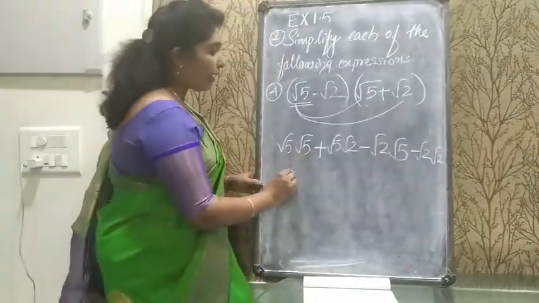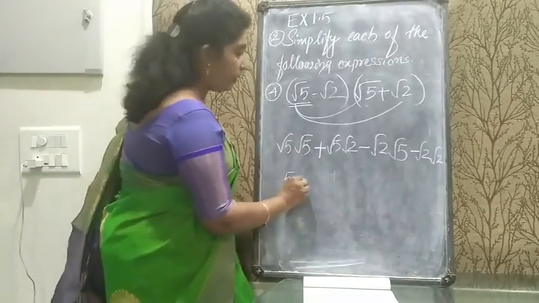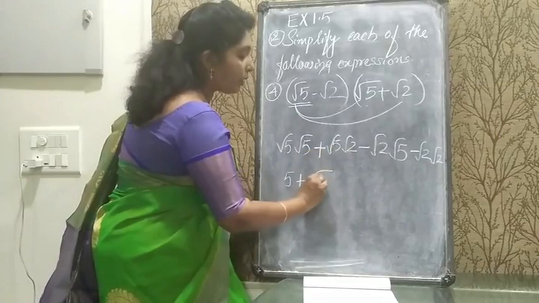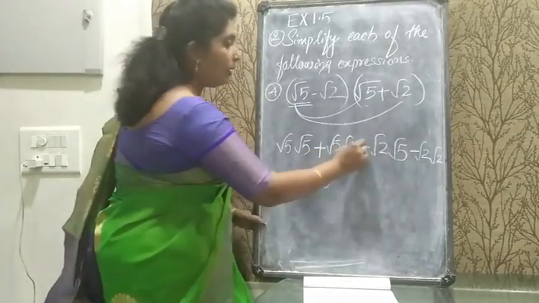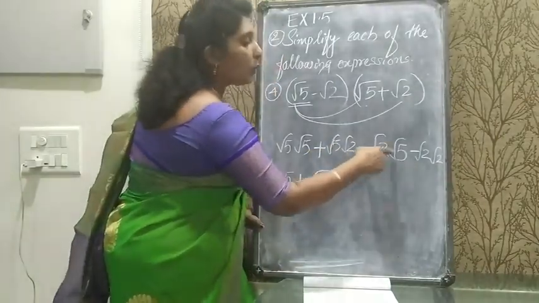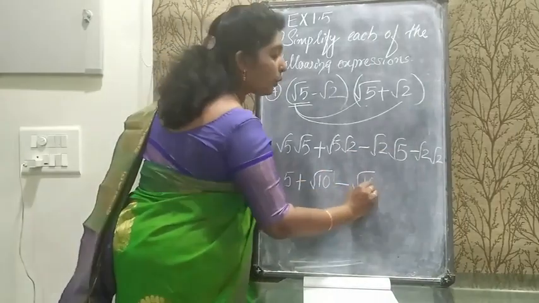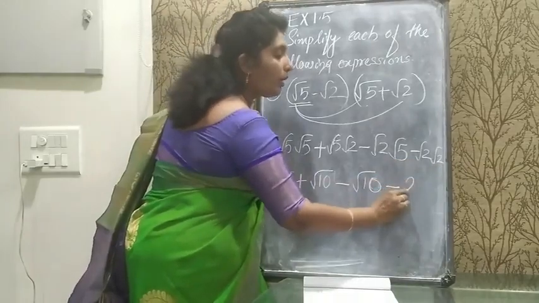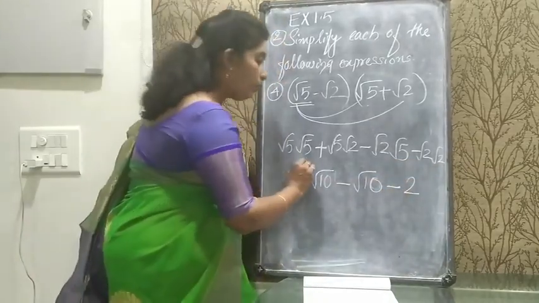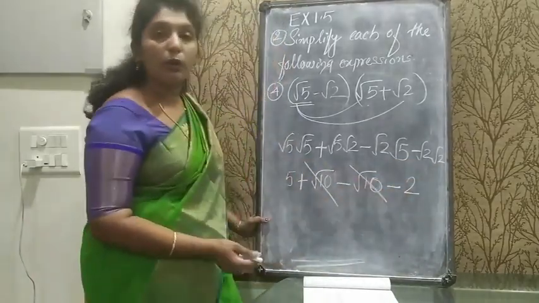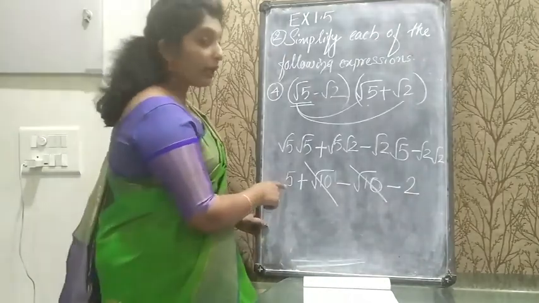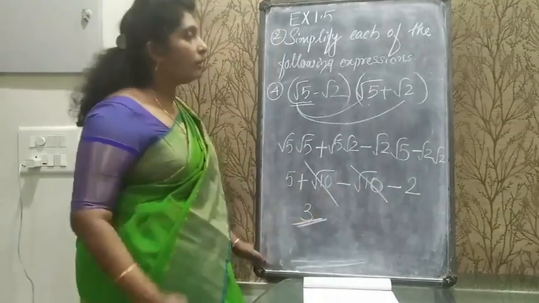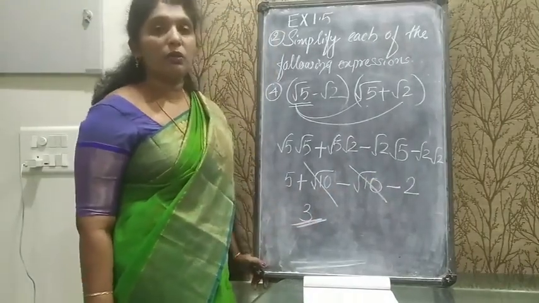Root 5 into root 5 can be written as 5. Then plus root 5 into root 2 can be written as under the root 10. Minus of under the root 2 into root 5 can be written as under the root 10. Then minus root 2 into root 2 is 2. Here positive root 10 and the negative root 10 cancel. So we are getting 5 minus 2, which is equal to 3. This way you have to simplify this question.